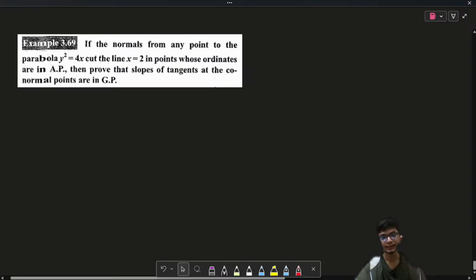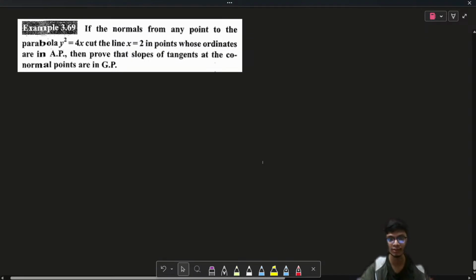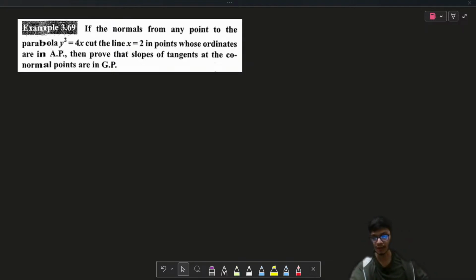This is a subjective problem where you have to prove that the slopes of the tangents at the co-normal points are in geometric progression. We have already discussed what co-normal points are, right? Please try to solve this problem, and then we can go on to discuss the solution. Give it a try, and do let me know whether you are able to prove this or not. If you have any conceptual doubt, let me know and we can definitely work over it.